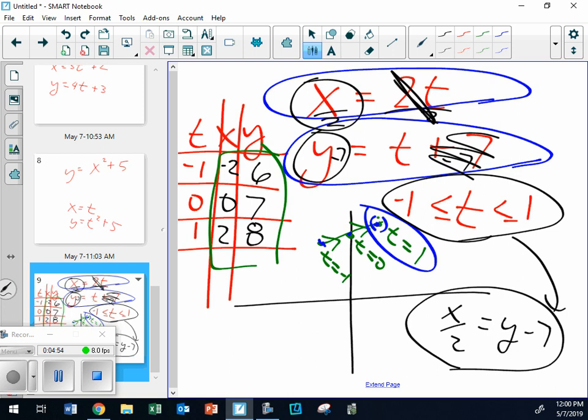Okay, so let me see. We have our t has to now be changed to an x. Why x? Well, because x is the standard thing for domain.